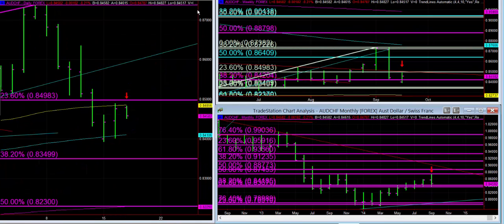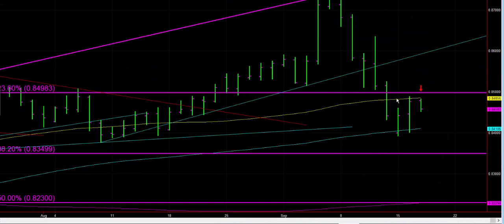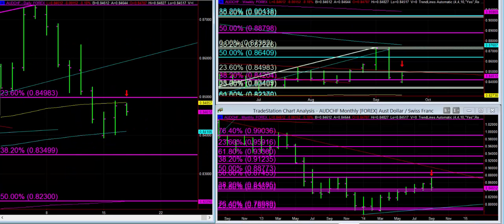Moving over to the Australian dollar against the Swiss franc, we can see that today's daily high is right around the 50-day moving average. That is this yellow line. So clearly taking some technical cues before moving lower.